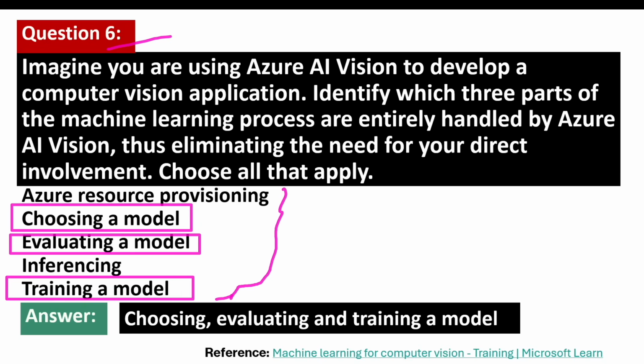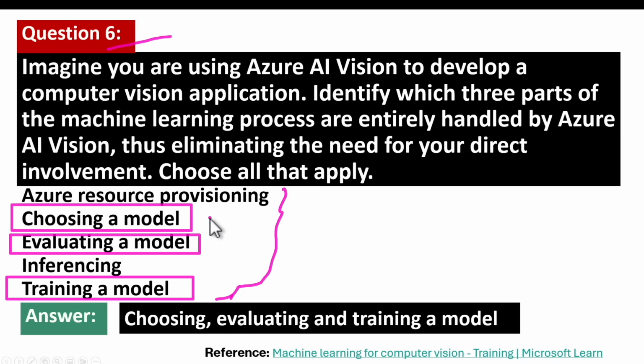So we already looked into what Azure AI Vision is. Let me give you a refresher. Azure AI Vision is a powerful tool that streamlines the machine learning process for computer vision applications. It can automate the selection, training, and evaluation of models, allowing you to focus on other aspects of development without delving into the complexities of machine learning. So let's look into these answers one by one.